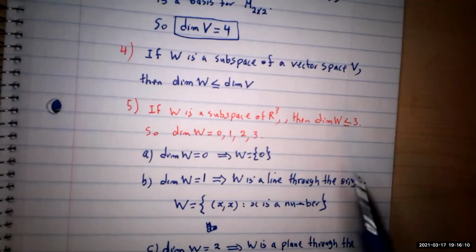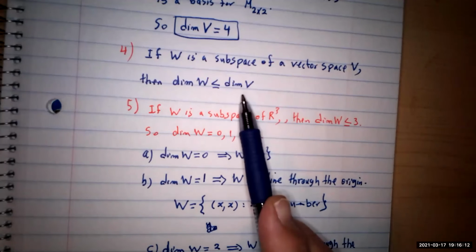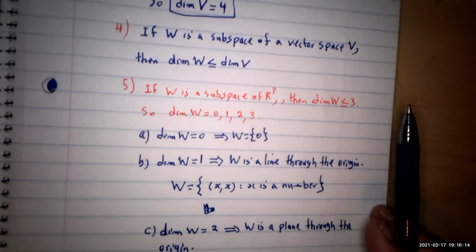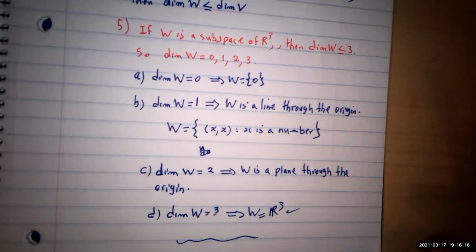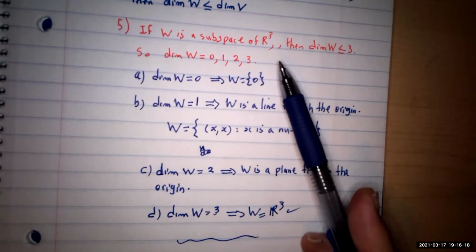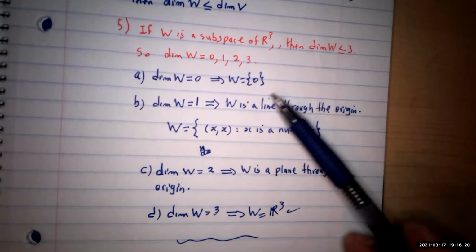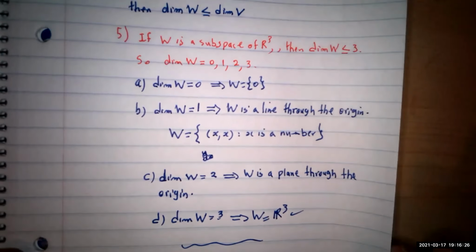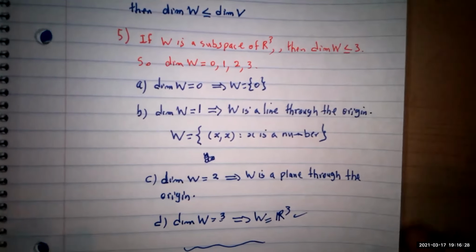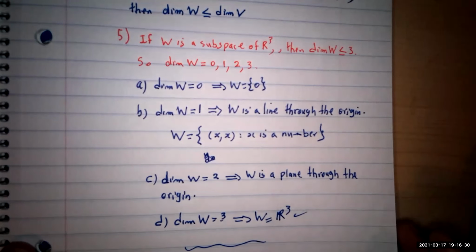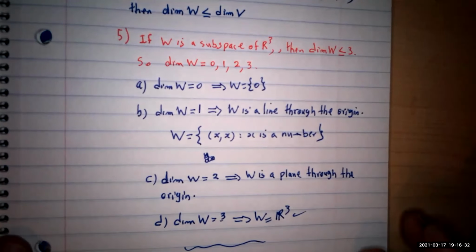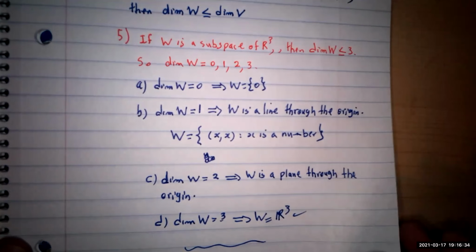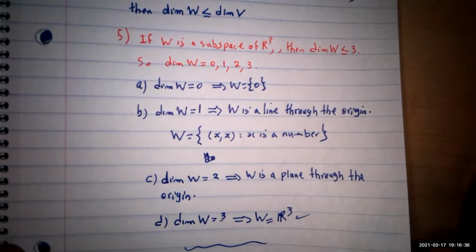if you have a subspace, the dimension of a subspace is less than or equal to the dimension of the full space. So in this case, the space is three-dimensional, so your subspace dimension would be 0, 1, 2, or 3, and we can give a description for each one. That gives an idea of the meaning of the dimension: it is the number of vectors in your basis.